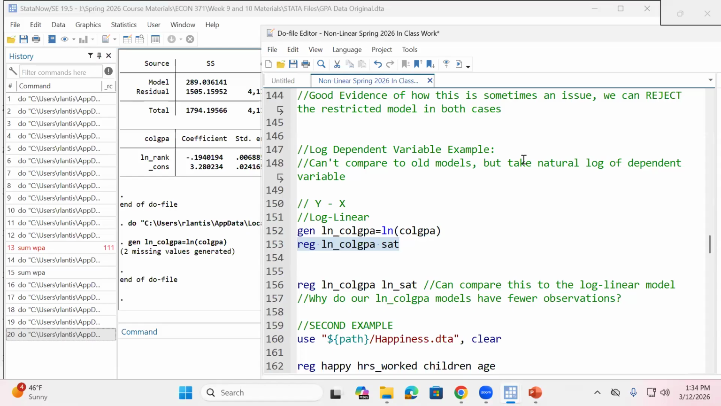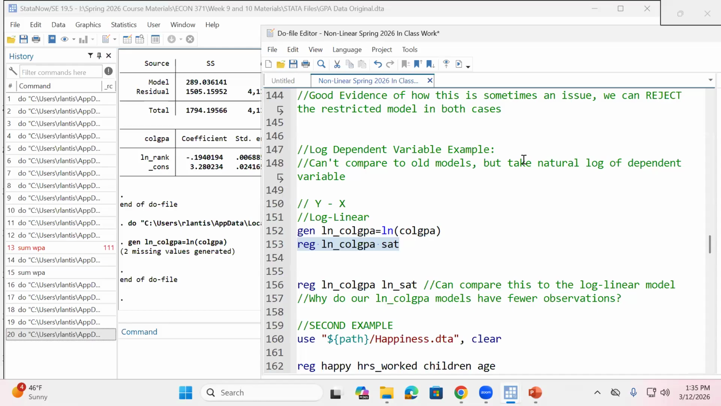So if we think about our example, I'm looking at GPA. I've taken the natural log, or I have a log linear relationship between that and my SAT score. So how would I interpret beta 1? It's a 1 point increase in SAT score causes my predicted GPA to change by beta 1 times 100%.